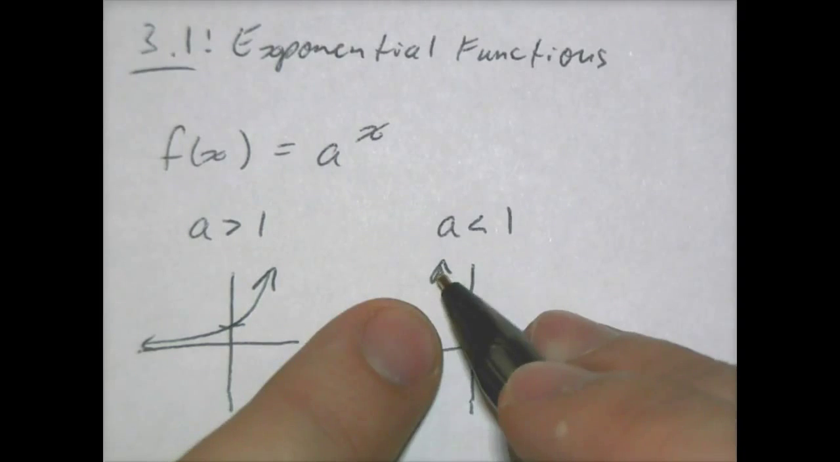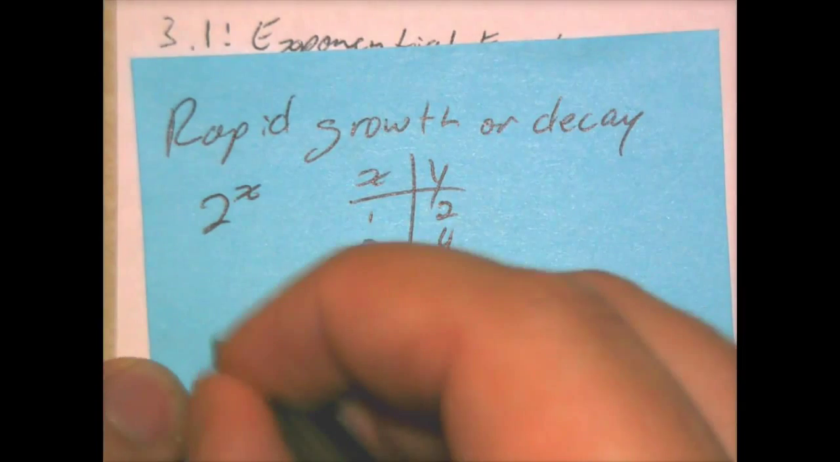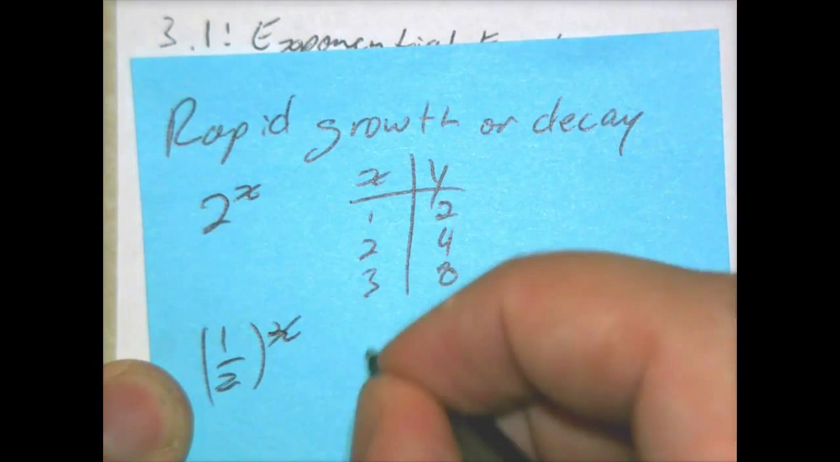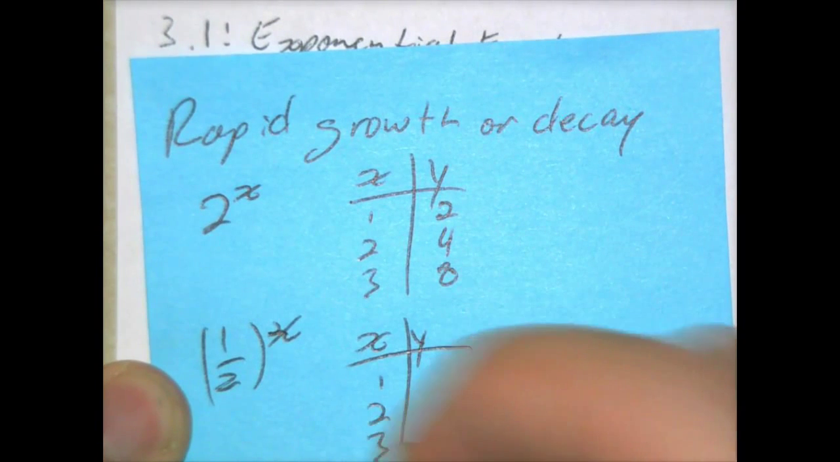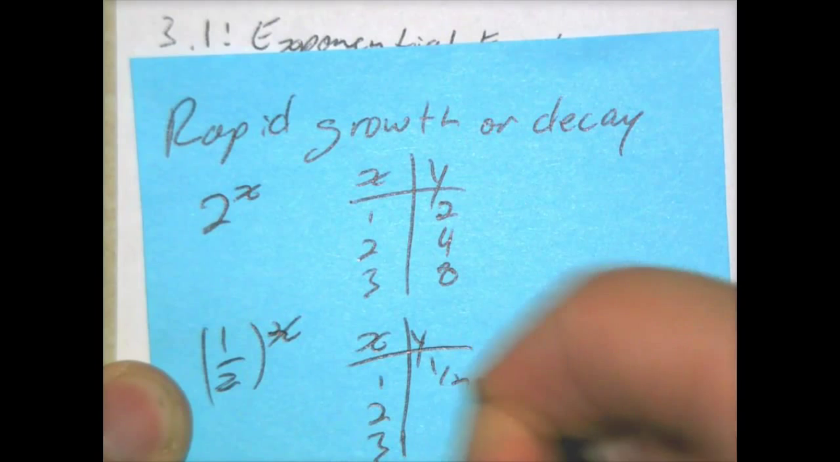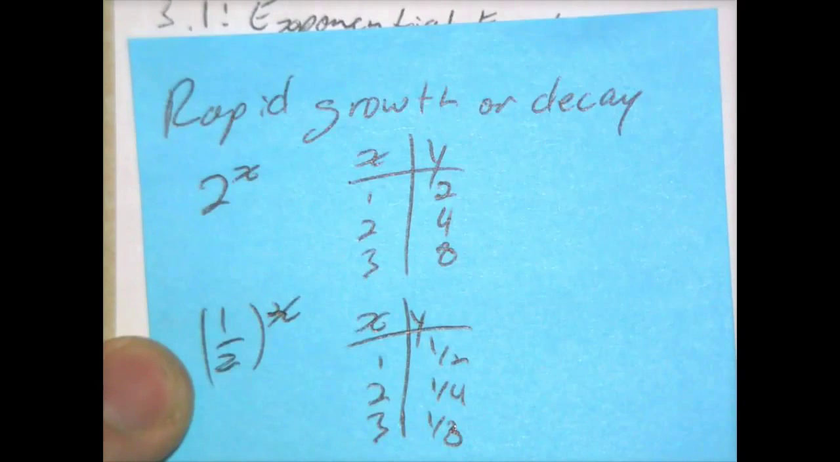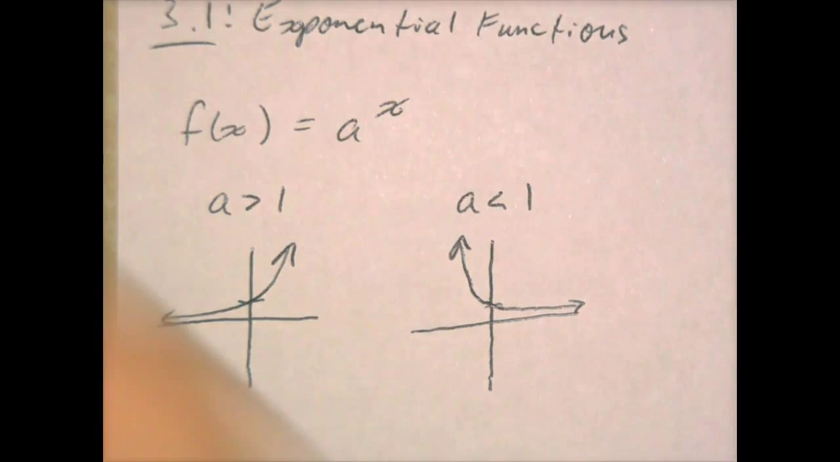If it is less than 1, if we have a fraction like 1/2, it's going to keep getting smaller, so we're going to have a smaller fraction. So it will keep getting lower and lower too.